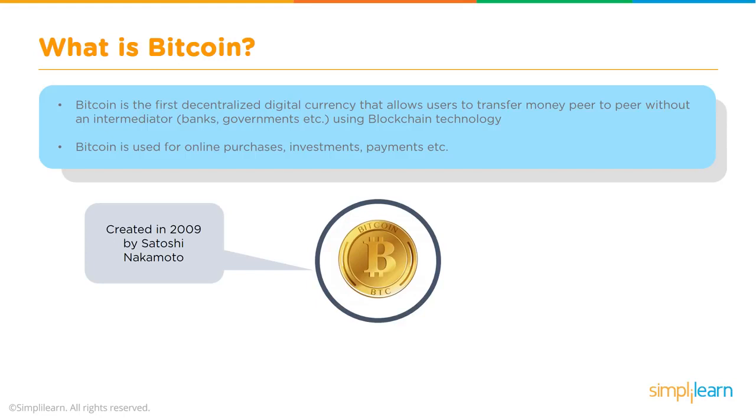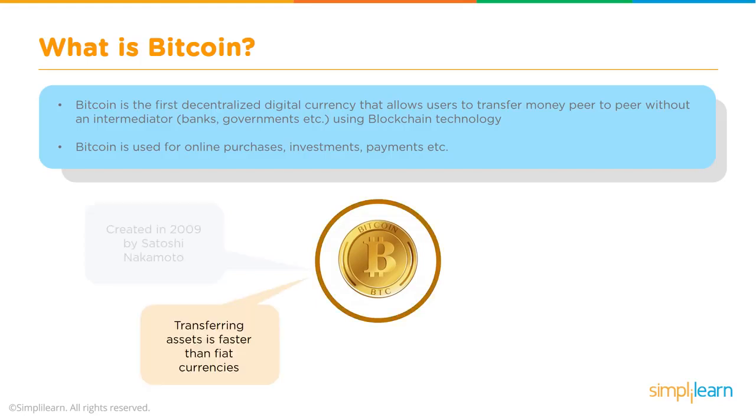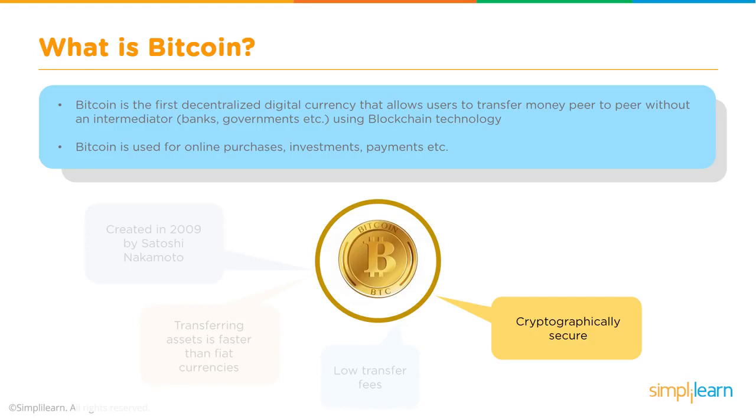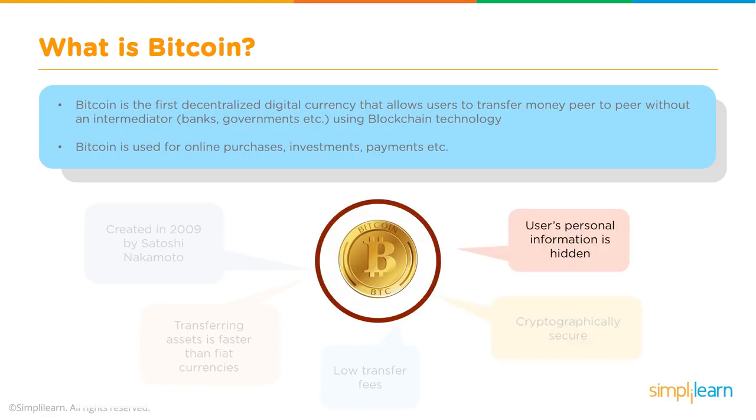Now it was created in 2009. It came into existence by a person or a group of people called Satoshi Nakamoto. Bitcoin helps transfer assets faster than regular fiat currencies. It definitely has lower transaction fees because it has removed the intermediaries, so the cost of transaction also goes down, and it is cryptographically secure. It uses cryptography infrastructure, and thereby the identities of the sender and the receiver are also secure, and the entire transaction is cryptographically signed. The information of the users who are doing the transactions or are part of the network is also hidden and secure.